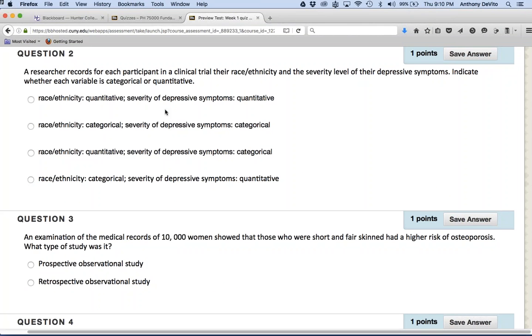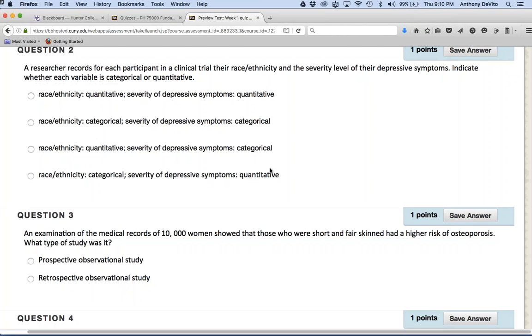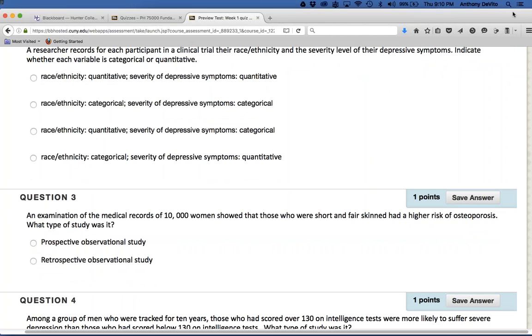Okay, so let's see, what do we have here? We've got race and ethnicity, right? Well, that sure does sound like categories, right? So let's eliminate the first choice, and let's eliminate the third choice. So we're left with these two. So severity of depression symptoms, categorical or quantitative? Okay, what do you think we might be choosing there? Anybody have an opinion on that?